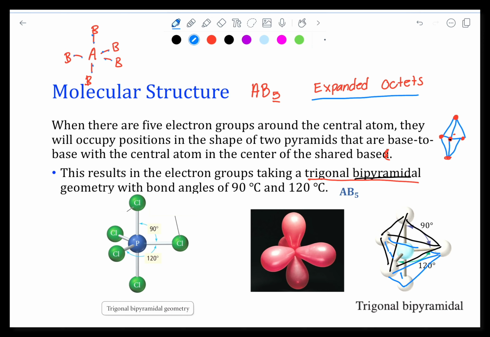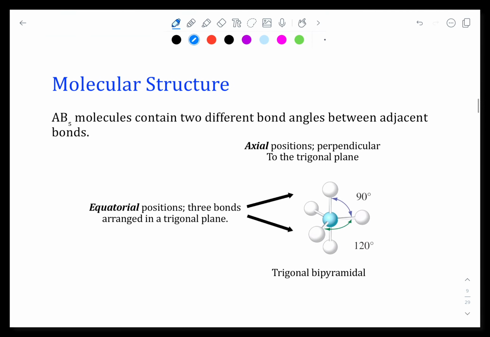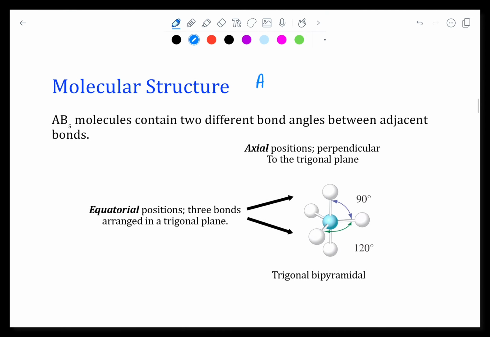So we have bipyramidal, 2 pyramids. So tri meaning 3 for triangle, bi meaning 2. Okay, so that can remind us of our 5 electron domains. 3 plus 2 is 5. Okay, so here we have the example of PCl5 where we can see those groups aligning well. We have those 3 groups that are 120 degrees from each other and those 2 groups that are 90 degrees from each other.